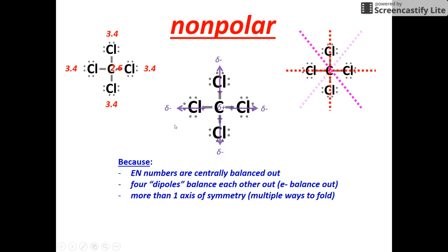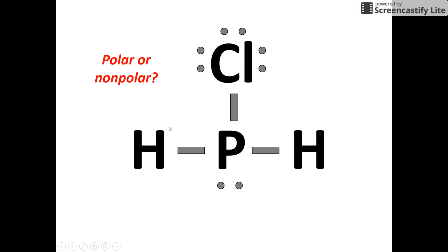We've got more than one axis of symmetry, multiple ways to fold this thing. So it's got a symmetrical shape and a symmetrical distribution of electrons. It's a nonpolar molecule, just like CH4, really, except that the dipoles are going in the opposite direction of CH4.